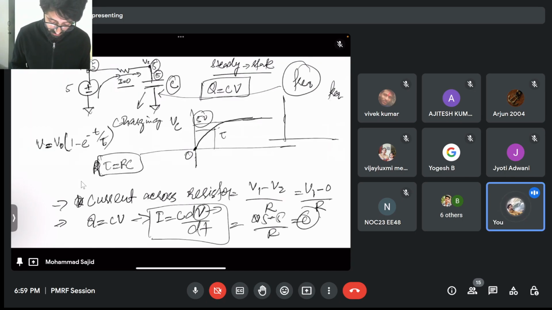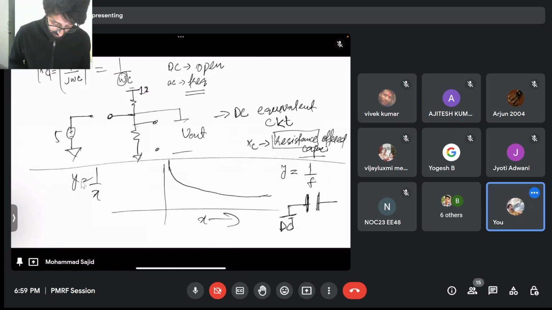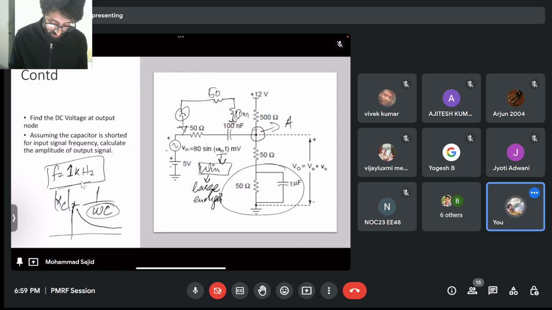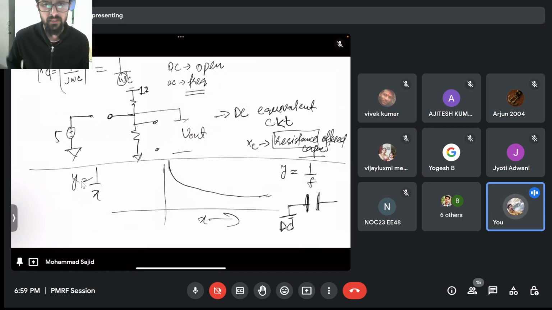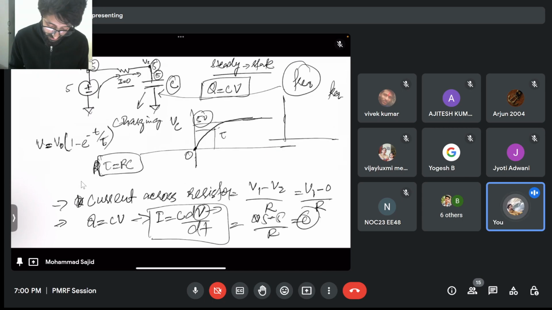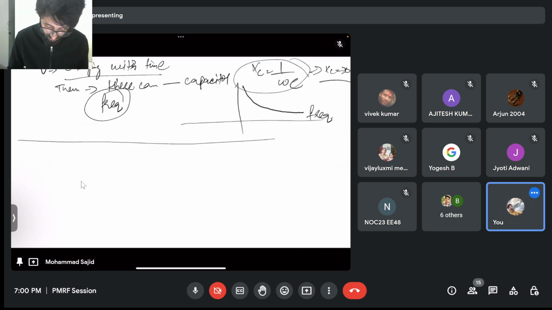So was there anything else in this question? Okay, if we now assume the capacitor is shorted for the input signal frequency, has everybody drawn the small signal equivalent circuit? We call it the AC equivalent circuit. It's also called the small signal equivalent circuit. Has everybody drawn it yesterday or at your places? Or I can draw here too.